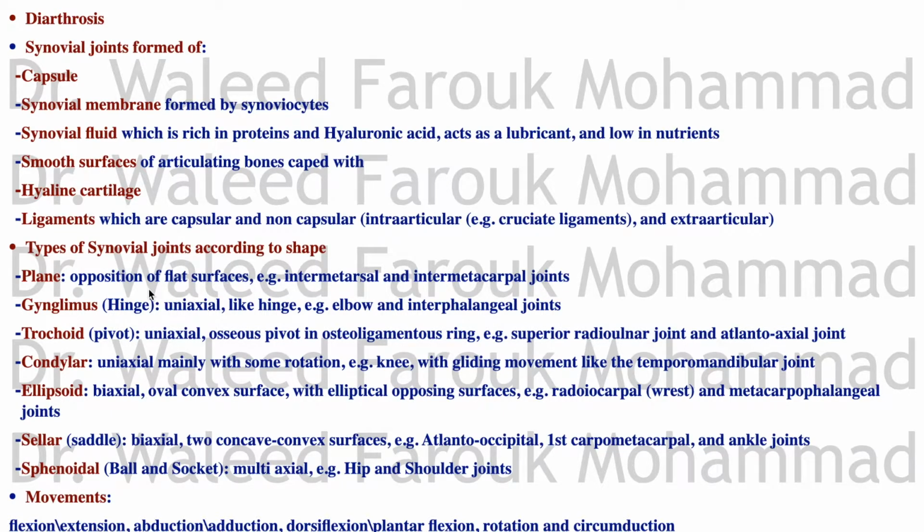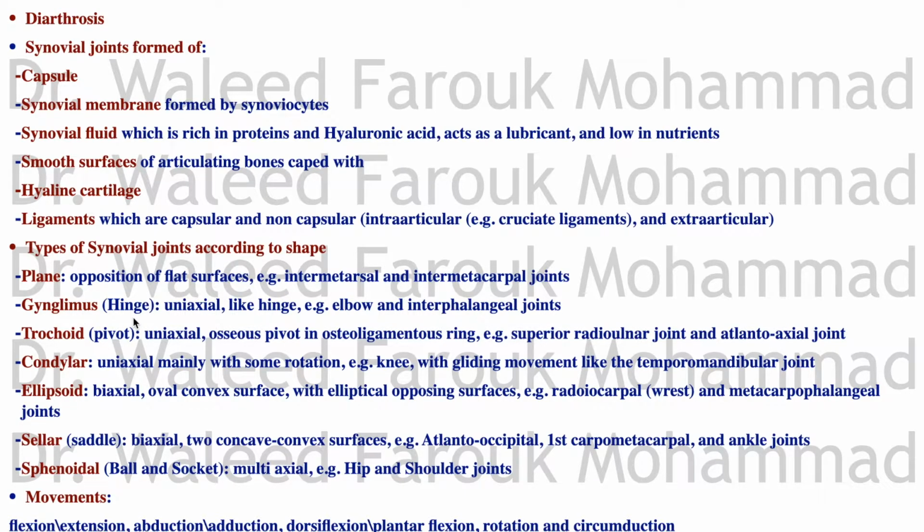Plane synovial joints mean opposition of flat articular surfaces. The example is the intermetatarsal and intermetacarpal joints, between the metatarsal bones and the metacarpal bones.